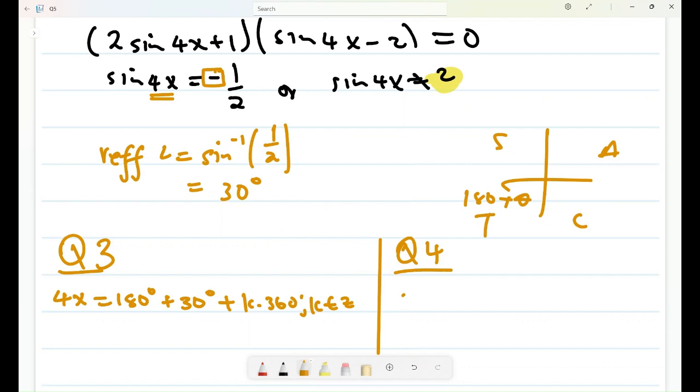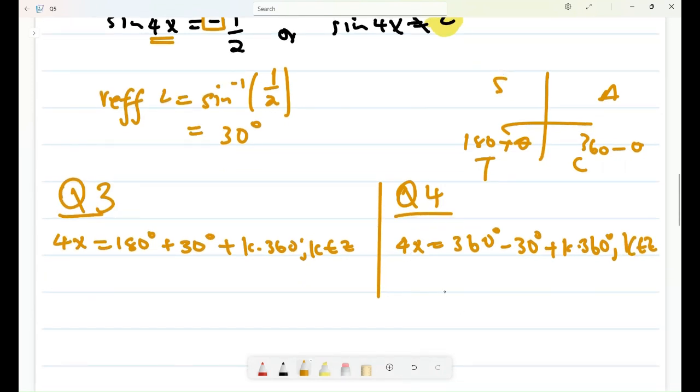Similarly, we're going to do the same thing here. 4x is equal to, but in this quadrant, we say it is 360 minus the angle. So it's going to be 360 degrees minus 30 degrees plus k 360. Remember, don't forget that k is an element of integers, right? Even if you just say integers, it's fine.